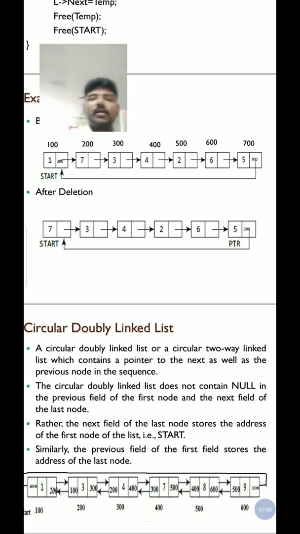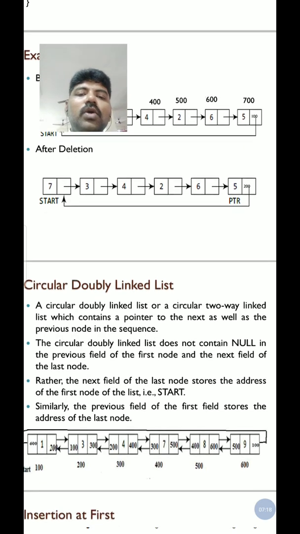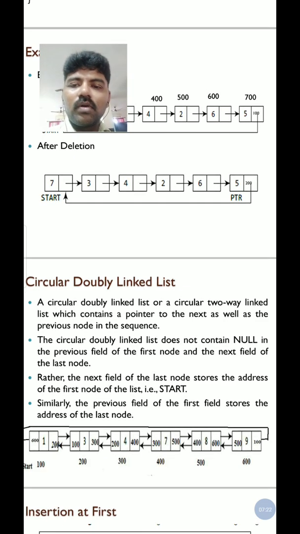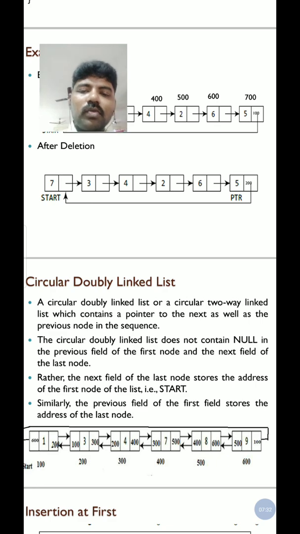A circular doubly linked list is a circular two-way linked list. The previous one was a one-way linked list, but this is also known as a circular two-way linked list, which contains a pointer to the next field as well as the previous one. That's why it's called two-way. Whenever you hear the words doubly linked list, it automatically has two pointers: one is the forward pointer and the other is the backward pointer. So you can travel in both directions, from forward to backward and backward to forward.